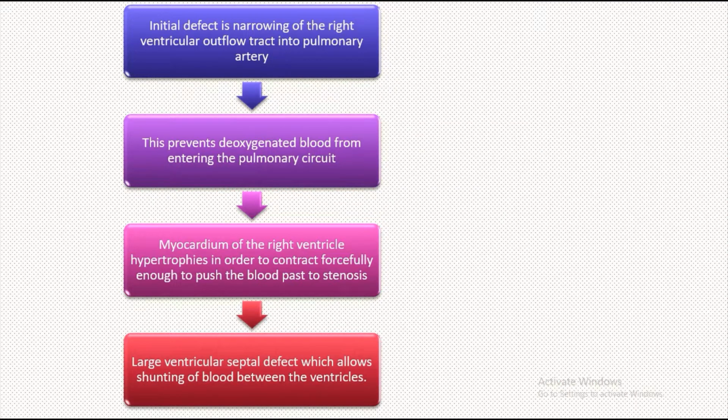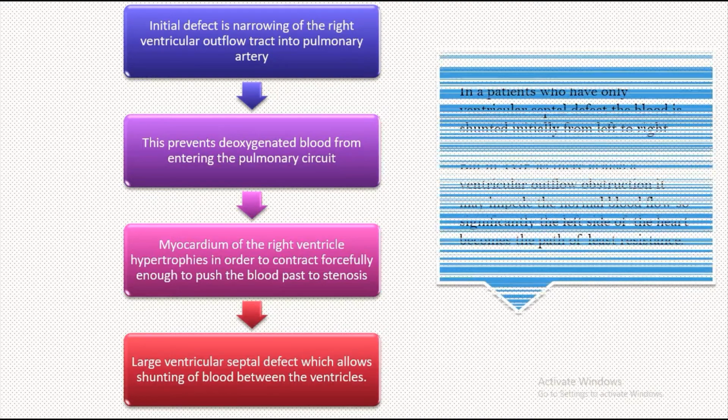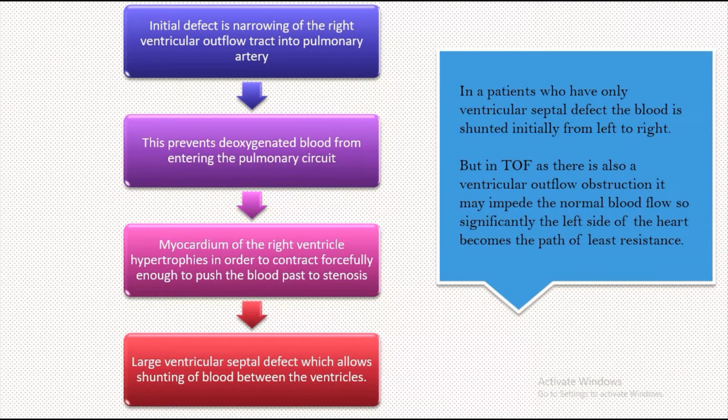There is a large ventricular septal defect which allows the shunting of blood between the ventricles. In patients who have only a ventricular septal defect, the blood is shunted initially from left to right.